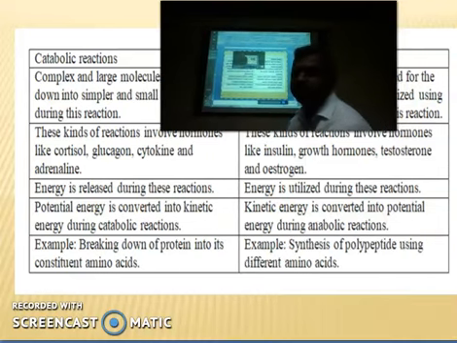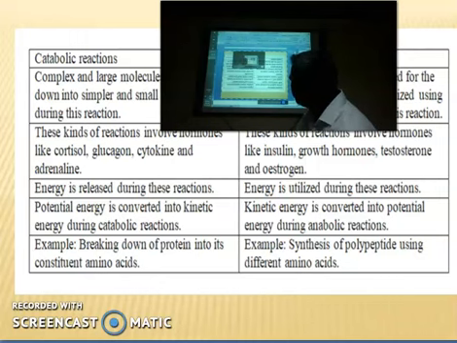Okay, energy is released during these reactions means catabolic. Energy is utilized during these reactions means anabolic. Okay, that can be asked in multiple choice. Also, potential energy is converted into kinetic energy during catabolic reactions. That can be asked as a fill in the blanks: potential energy is converted into kinetic energy during blank reactions. You have to write catabolic reaction. Same thing, kinetic energy is converted into potential energy during blank reactions, that is anabolic reaction.